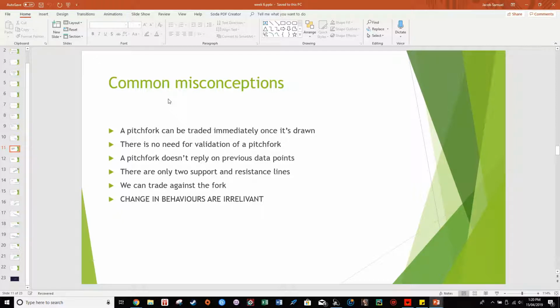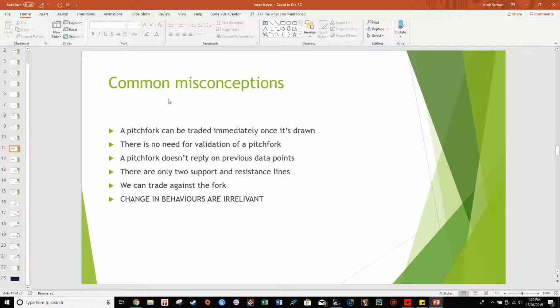A trade can be taken once a pitchfork is drawn on it. That's incorrect. You need to have several tests. We want validation. We want to be able to identify that the pitchfork is actually true, and that goes back to the multiple touch idea.